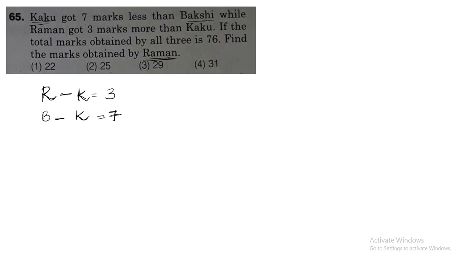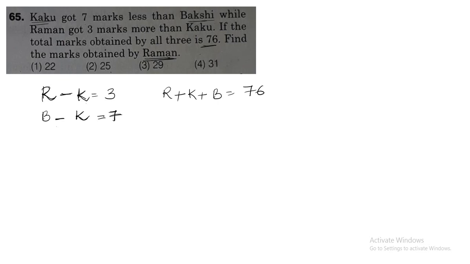So Raman's marks minus Kaku's marks is equal to 3. Next, Bakshi's marks minus Kaku's marks is equal to 7. Next, what has he given? Raman's marks plus Kaku's marks plus Bakshi's marks, the total marks obtained by the 3, is 76. Right? Now what do I need? I need to find Raman's marks. So to find Raman's marks, first of all I am going to find Kaku's marks.